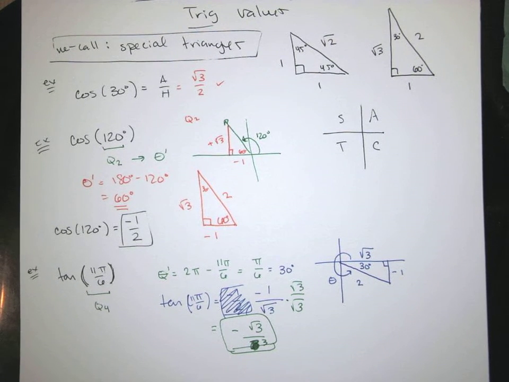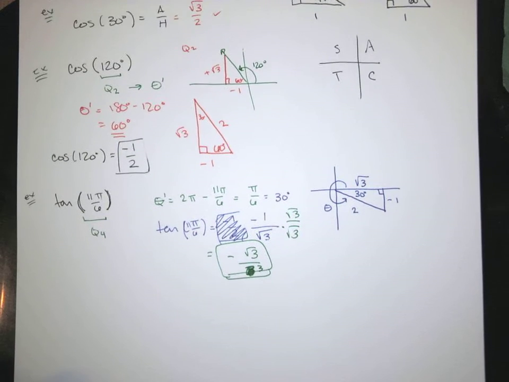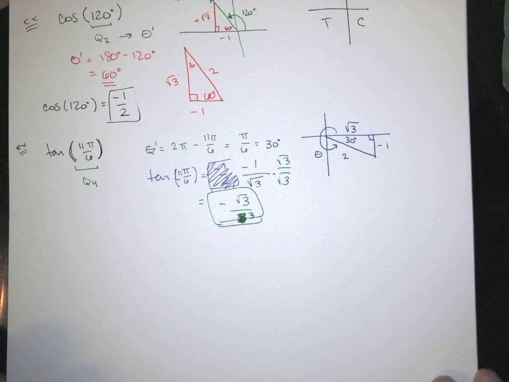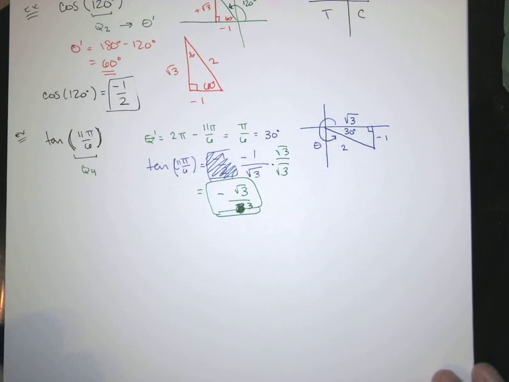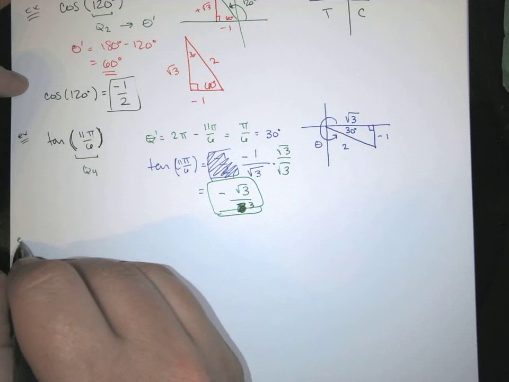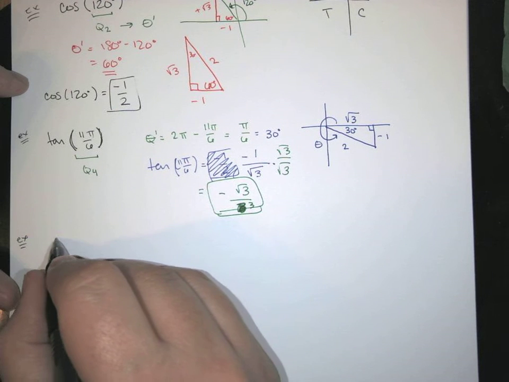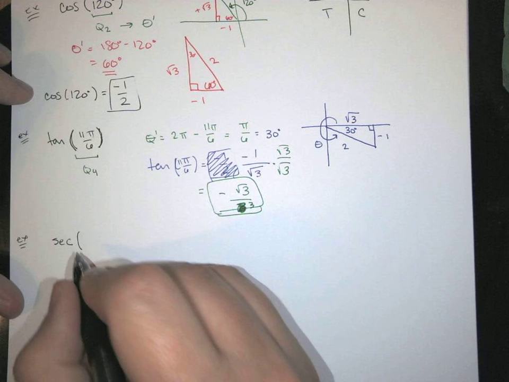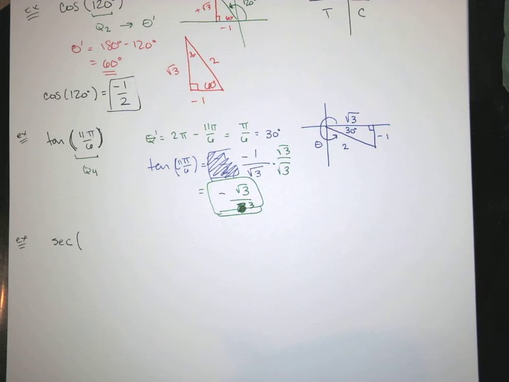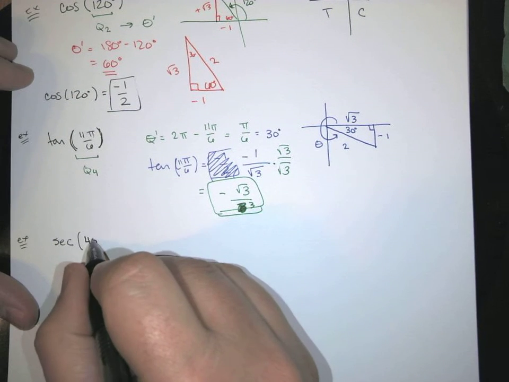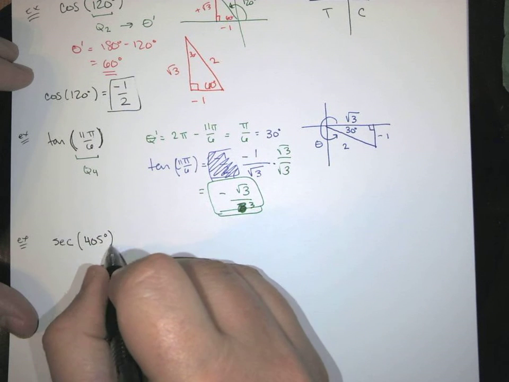Let's do one more. In a pinch, let's do a bigger one. Let's do degrees, but we're bigger than 360. How about, I'll change up the function too. Let's do secant of how much? Let's do secant of 405 degrees.